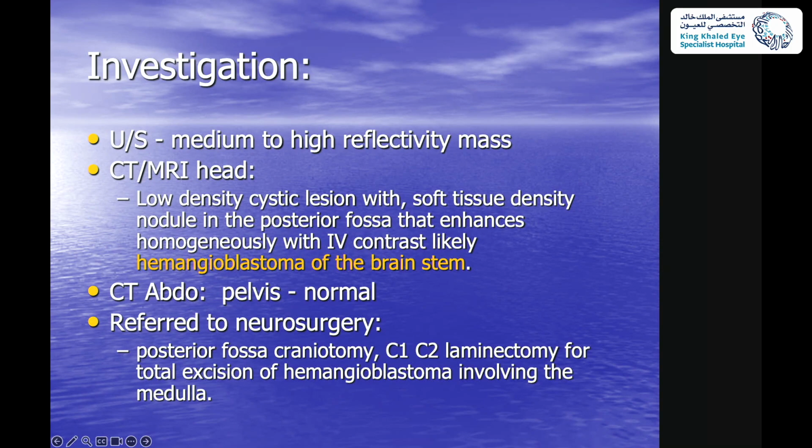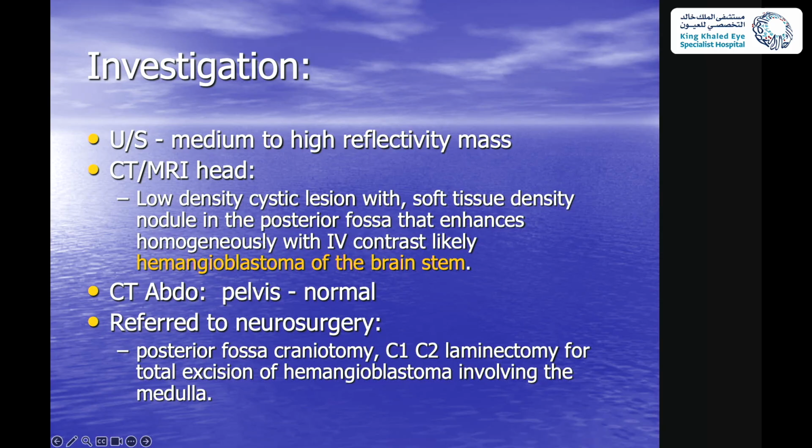So the investigations were carried on. The ultrasound showed a medium to high reflectivity, and what's interesting is that the CT and MRI show low density cystic lesions with soft tissue density nodules in the posterior fossa that enhance with the IV contrast. And the diagnosis that was given was a hemangioblastoma of the brainstem. That probably accounted for her neurological symptoms of nausea and vomiting. And the CT abdomen was basically normal.